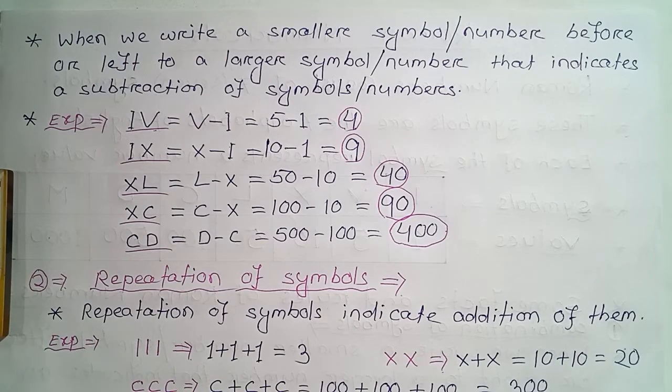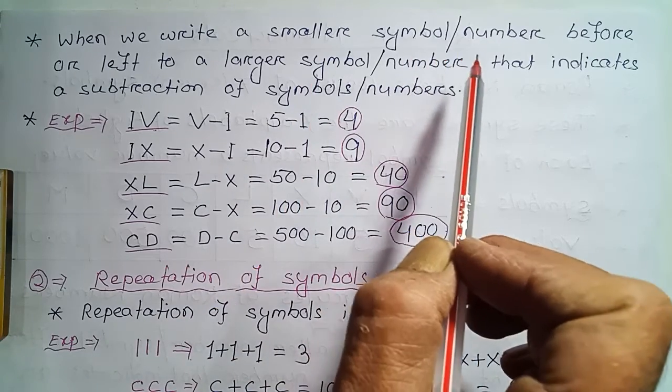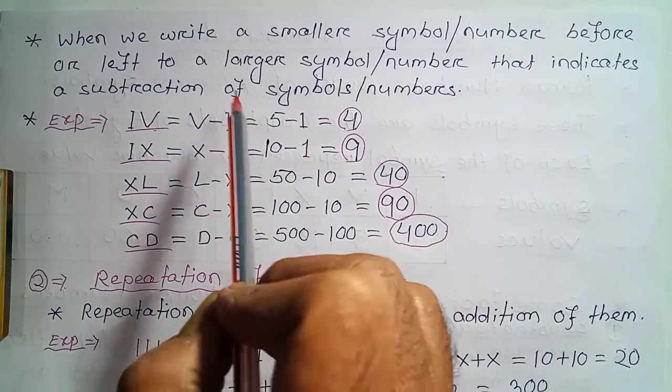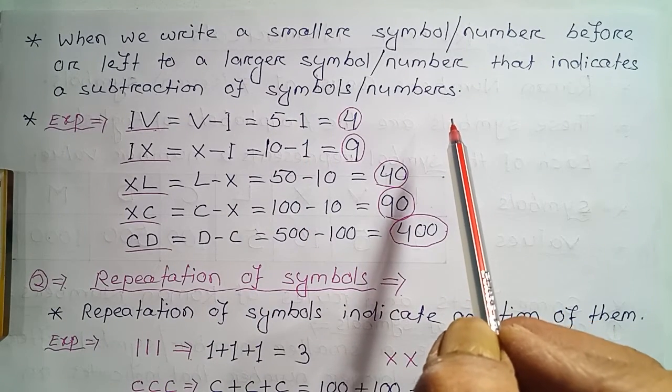Again, when we write a smaller symbol or number before or left to a larger number, that indicates a subtraction of symbols or numbers.